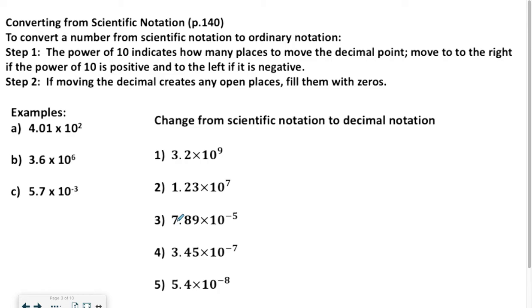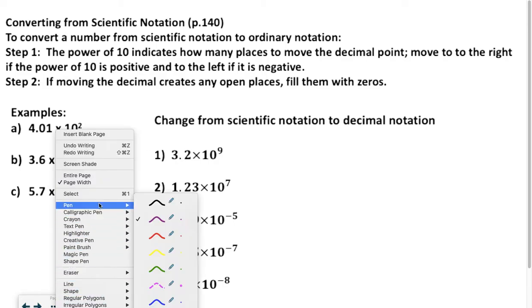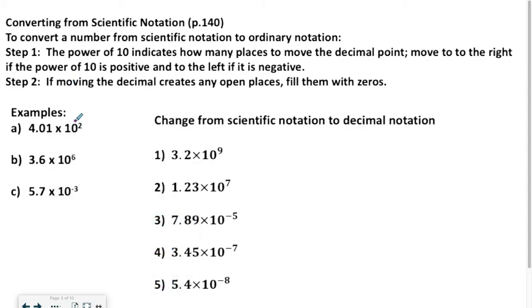Now we are going to convert from scientific notation, which you have to kind of change your mindset a little bit. So in this case, what you're going to notice is to convert a number from scientific to ordinary, or what we call decimal, the power on 10 indicates how many places we will move. So if the power on the 10 is positive, we will move to the right. If it is negative, we will move to the left. Remember, we're now going from scientific to decimal. So I'll do these 3 examples.